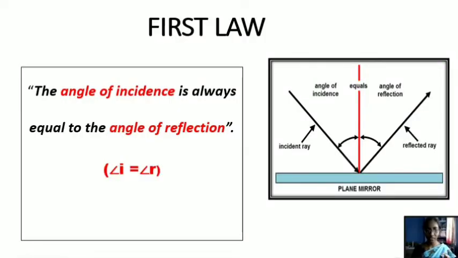So first we will see the first law of reflection. The first law of reflection states that the angle of incidence is always equal to the angle of reflection.